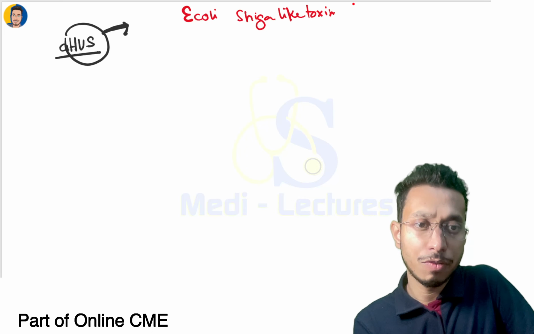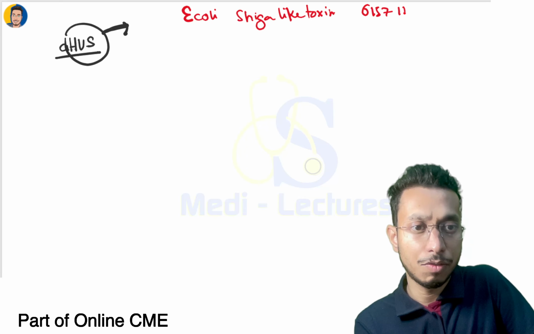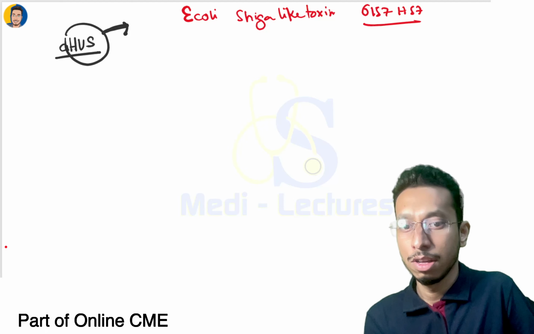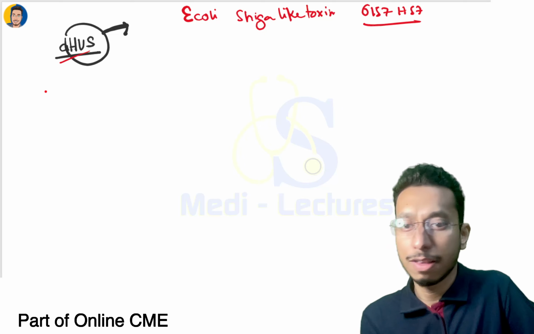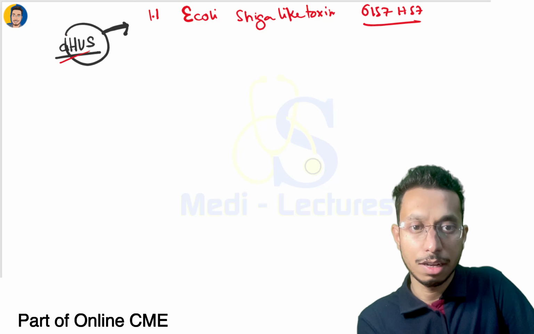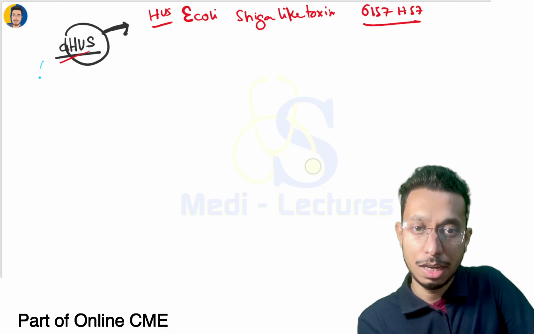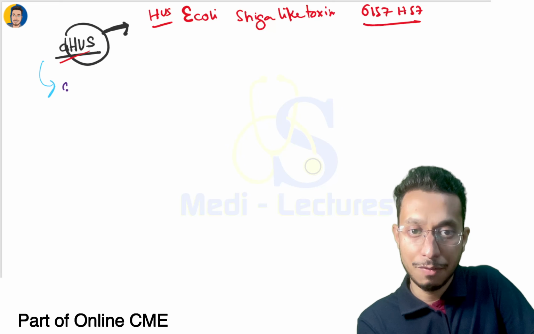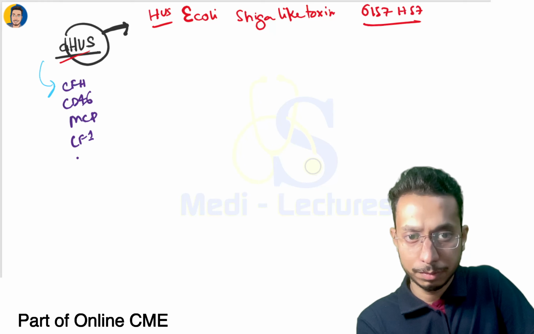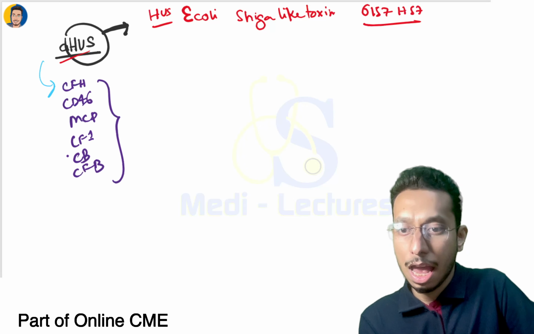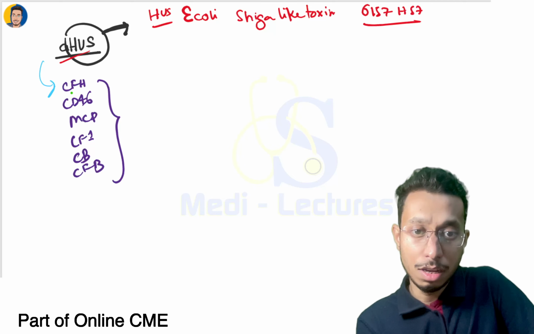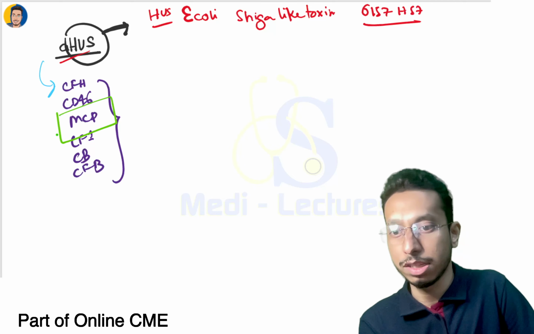which is O157:H7. Now remember, this atypical HUS is not related to E. coli, and it is due to mutation in the following complement proteins, mainly mutation at the level of CFH, CD46, MCP, CFI, C3, and CFB. These are nothing but complement proteins, and MCP or membrane cofactor protein has the best prognosis above all.